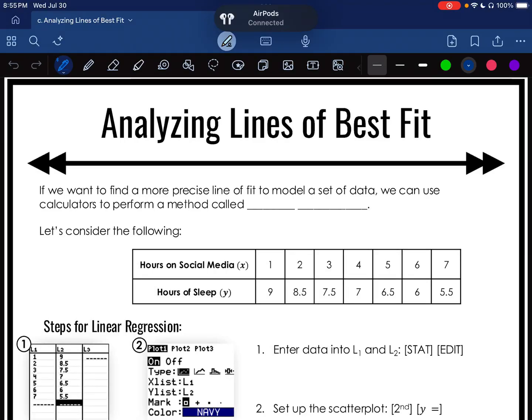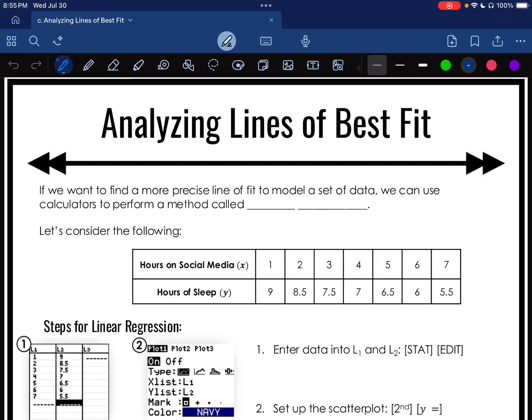What's up, everyone? Today we are going to talk about analyzing lines of best fit. Last time we were together, we talked about scatter plots and a line of fit. Today, we're going to get a little more technical with it, and we're going to look at specific kinds of lines of best fit, how we can calculate them really precisely, and how to use them to make predictions.